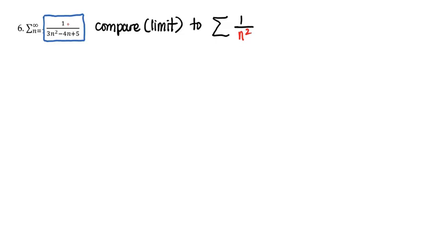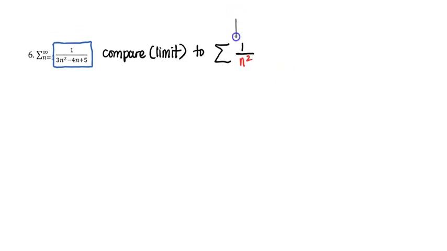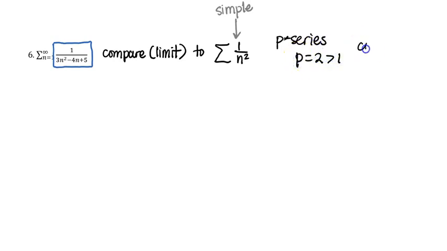I do always try to make sure that what we are comparing to is a very simple series, a very simple series that we know convergence or divergence for. In this case, this is a p series, where p is equal to 2. That is greater than 1, and so I do know that this p series converges. So I'm going to use the limit comparison test where one of these will be my a sub n and the other will be my b sub n. And it does not particularly matter which one I choose.